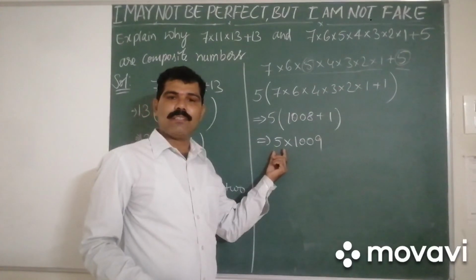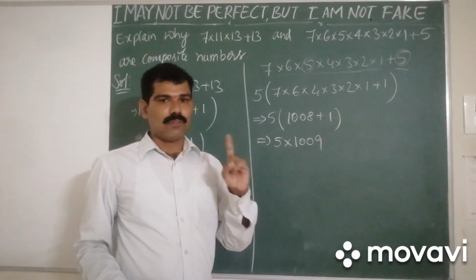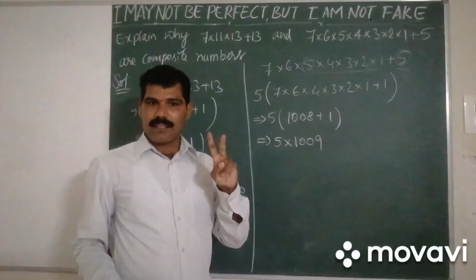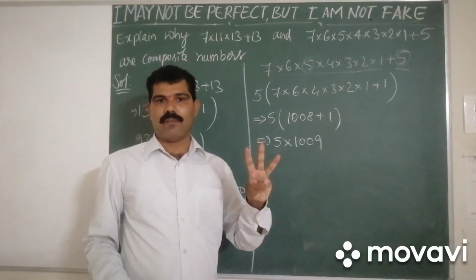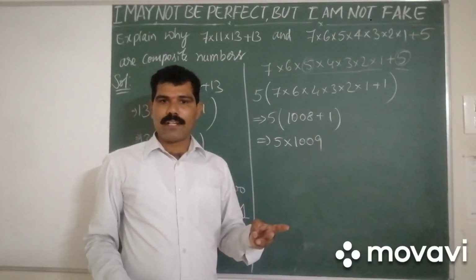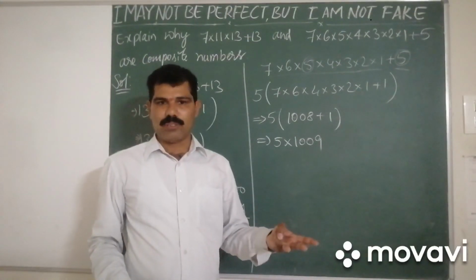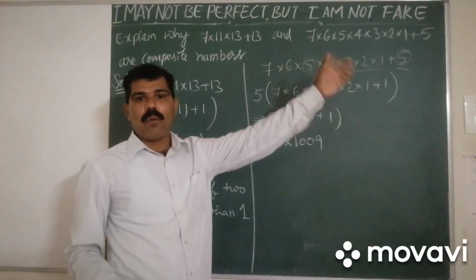So of course we have already discussed that for any number, 1 will be a factor. So there is one factor we are having, here 5 is another factor, 1009 is one more. So total 3 factors we are having. So according to the definition, if a number has more than 2 factors, we call those numbers composite numbers. So by this we can say that this number is a composite number.